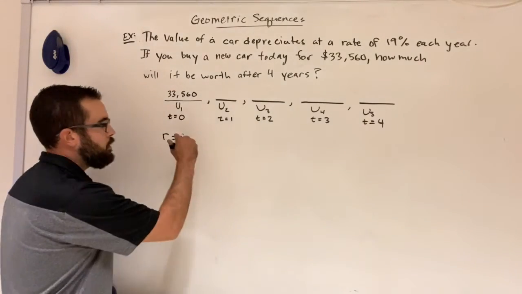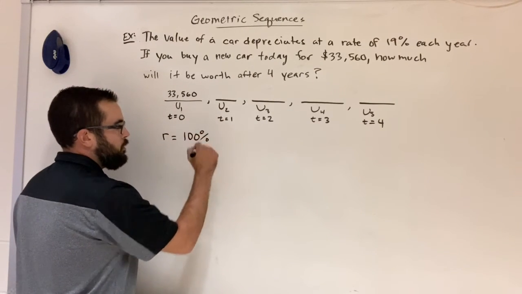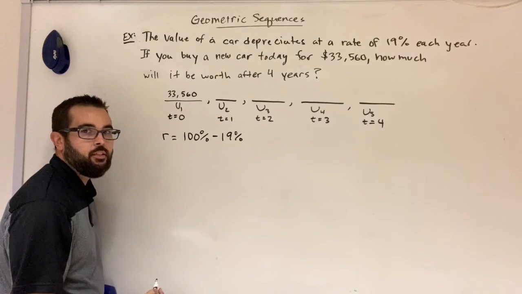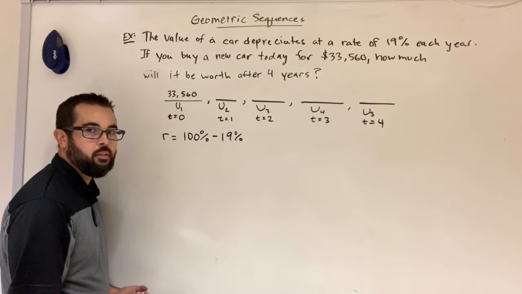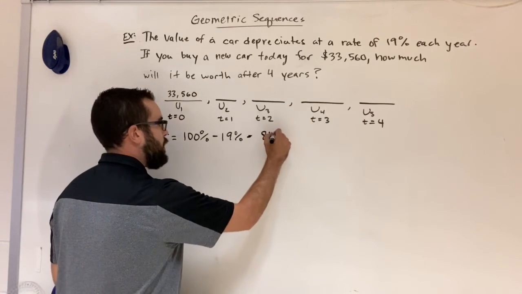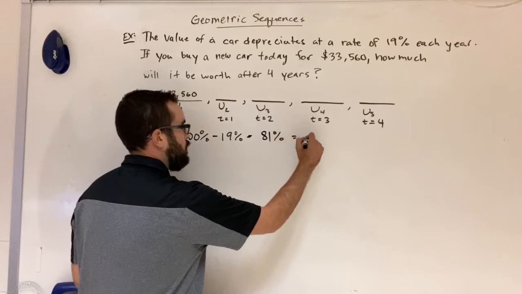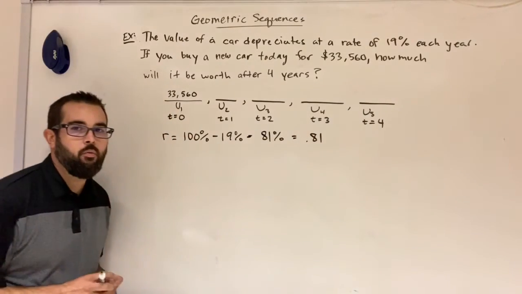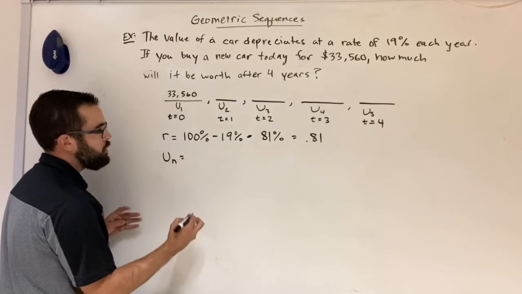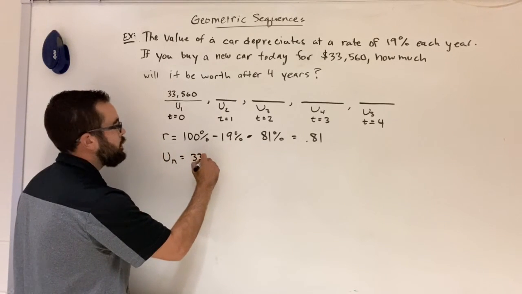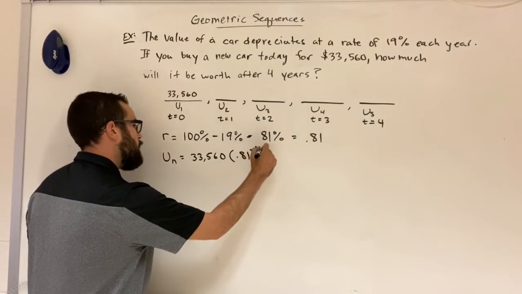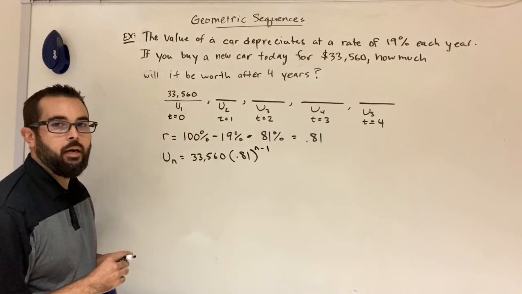The car only carries 100% minus the 19% it depreciates each year. Depreciates means it drops. Okay, so it drops 19% of its value every year. So that is 81%, which as a decimal is 0.81. So that's our common ratio. So our general formula is u sub n is equal to 33,560 times 0.81 to the n minus 1 power.